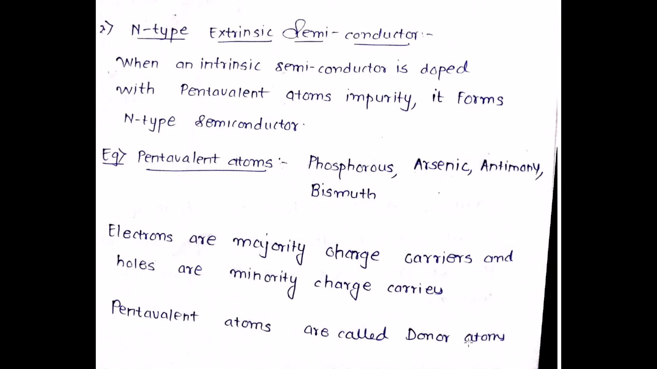I want to make things very clear. An extrinsic semiconductor will never be pure, it will have certain doping. What makes an N-type semiconductor? An N-type semiconductor is doped with pentavalent atoms. Pentavalent atoms stand for phosphorus, arsenic, antimony, bismuth. In this kind of semiconductor, electrons are majority charge carriers and holes are minority charge carriers. These pentavalent atoms are called donor atoms.